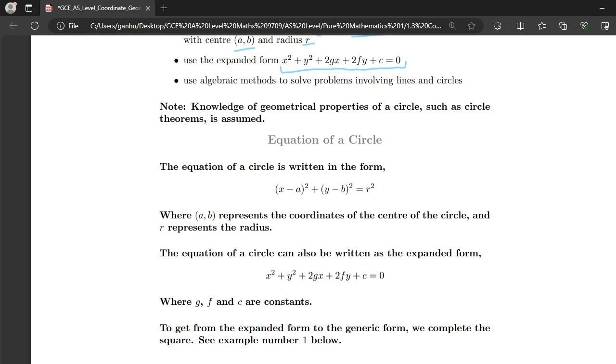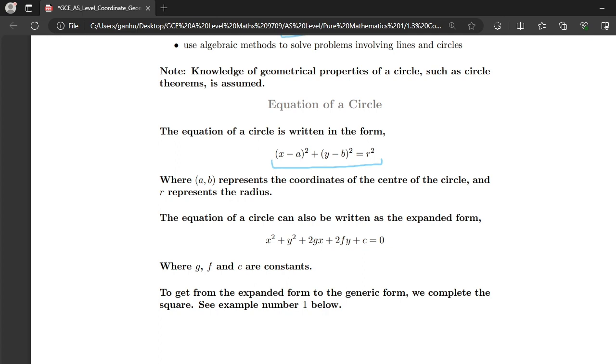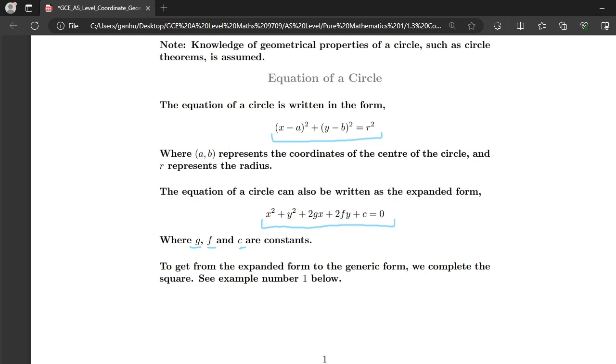The equation of a circle is written in the form (x - a)² + (y - b)² = r², where (a, b) represents the coordinates of the center of the circle and r is the radius. The equation of a circle can also be written in the expanded form, which is x² + y² + 2gx + 2fy + c = 0, and in this case g, f, and c are constants. To get from the expanded form to our normal form, we have to complete the square. We will look at that in example number 1 below.